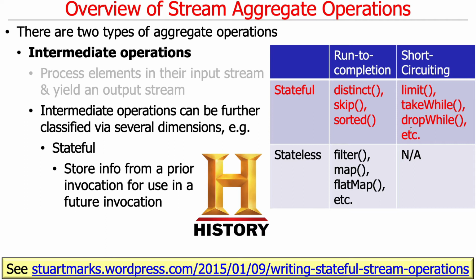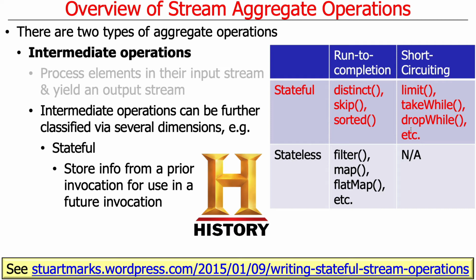Some examples that are run-to-completion would be something like sorted. We've talked about sorted before. Clearly, sorted has to buffer all the intermediate values that come through from the stream at that point in order to sort them. Otherwise, how could you sort a partial stream? You have to get the whole thing, so that obviously requires state. There are other operations like distinct, which looks at every element in the stream and then only allows the ones through that are unique. If there are duplicates, they'll be ignored.